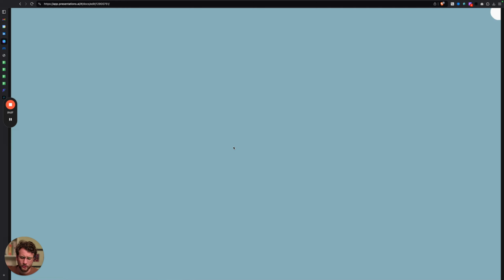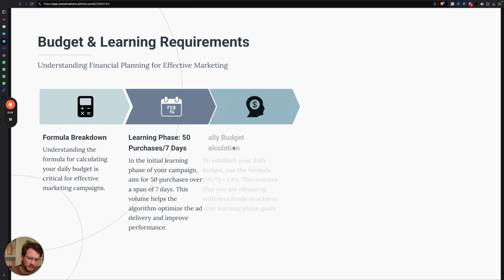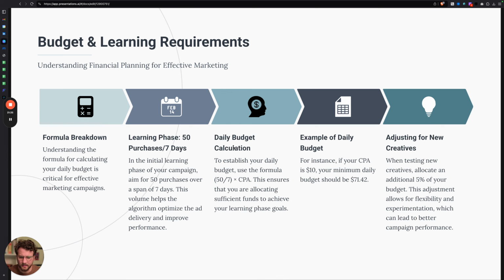We went through the creative ratio as well. Now, getting into the budget and learning formula, it's really, really simple here. The learning phase is roughly 30 to 50 conversions. It's not a thing where the second you get through the learning phase, you are somehow going to get way better CPMs and a way better result.